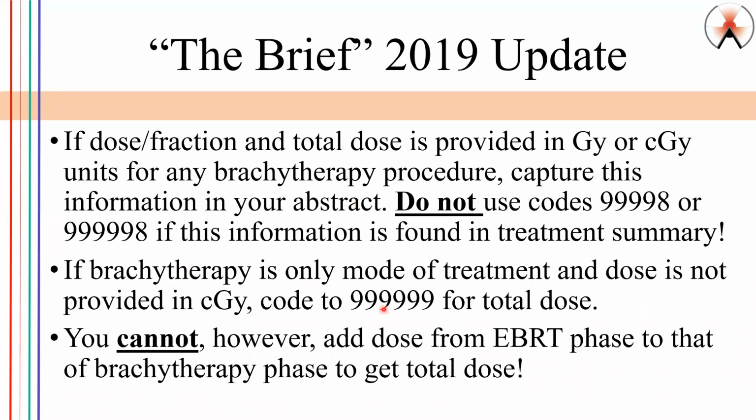If it's not provided, then you use the 9999 for the total dose. However, this rule has not changed, okay? This rule was originally in the 2018 release of the STORE manual, and it hasn't changed, and it will not change for 2021. And that is, if you have one phase with external beam radiotherapy and another phase with brachytherapy, you cannot add those. You still have to use that 999999 with the 8 at the end.